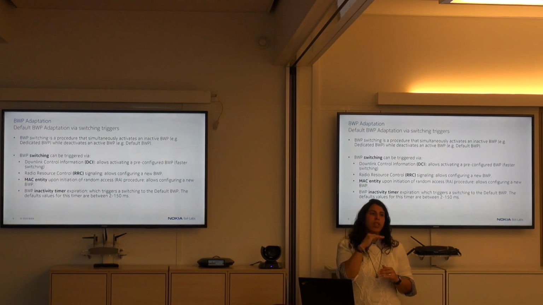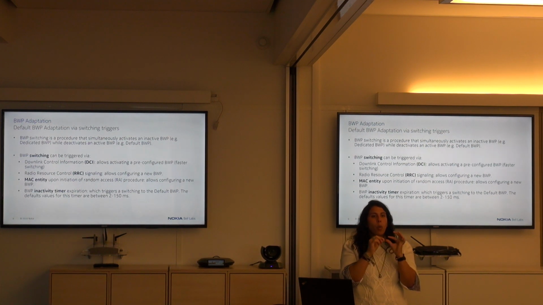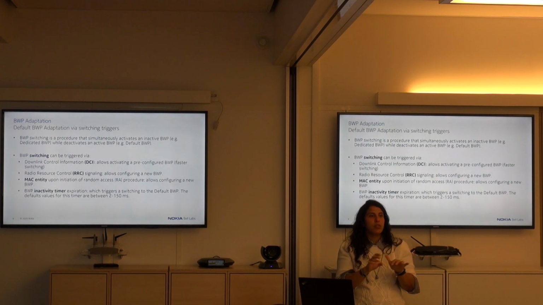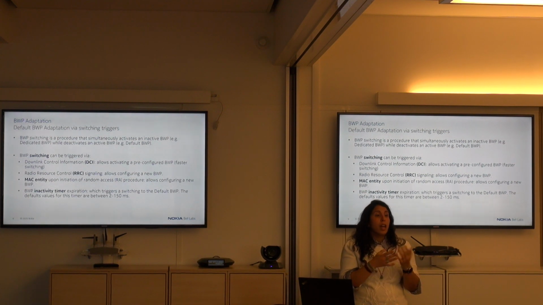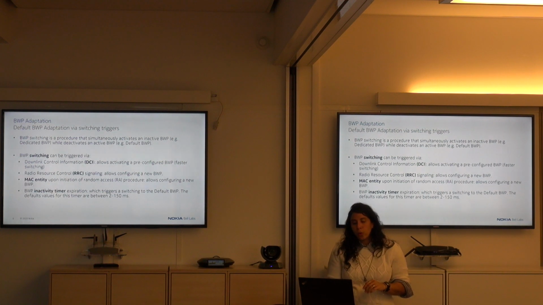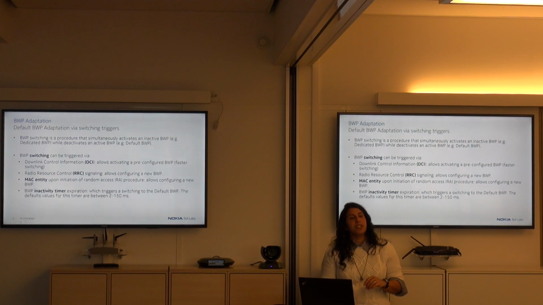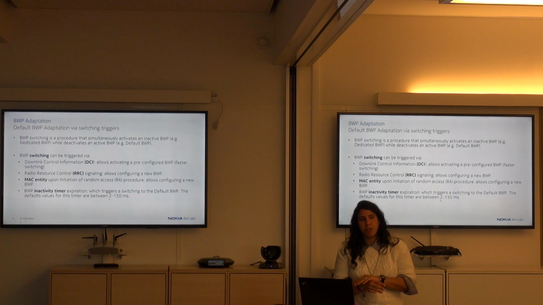Now if we remember the types of bandwidth bars that we have, the default one is a smaller one, normally used for very low to no data transmission, and it allows for power saving. So this bandwidth bar inactivity timer triggers the switching to the default bandwidth bar. The values for the inactivity timer vary, but normally would be something between 2 and 115 milliseconds.